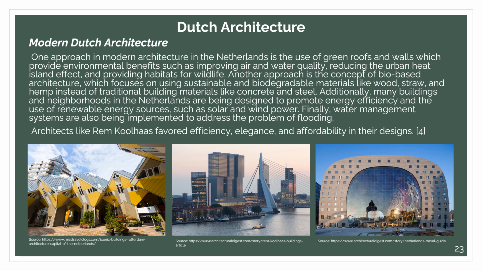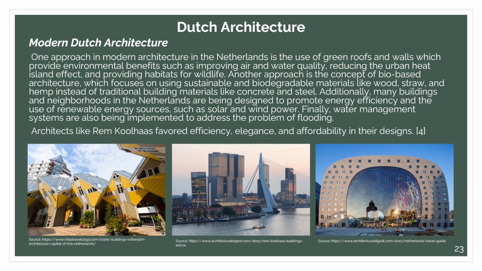One approach in modern architecture in the Netherlands is the use of green roofs and walls, which provide environmental benefits such as improving air and water quality, reducing the urban heat island effect, and providing habitats for wildlife. Another approach is the concept of bio-based architecture, which focuses on using sustainable and biodegradable materials like wood, straw, and hemp instead of traditional building materials like concrete and steel.